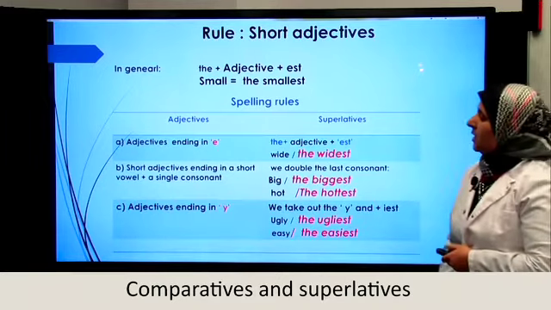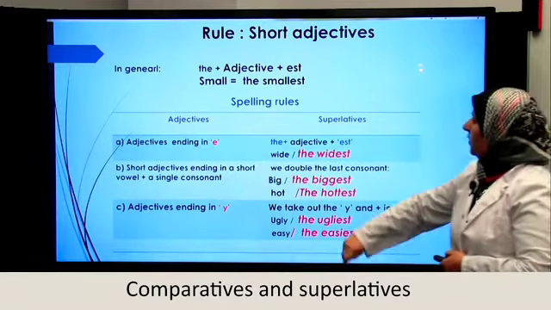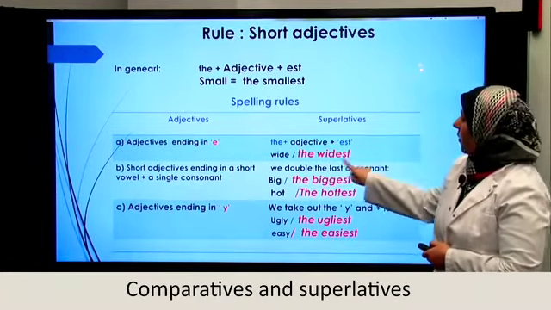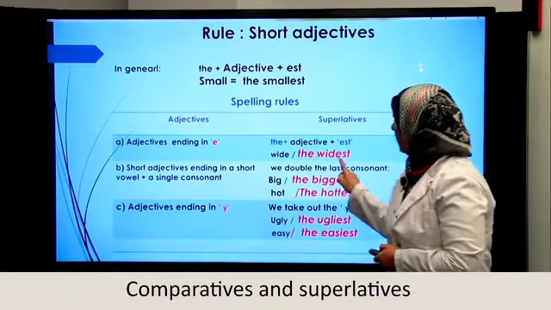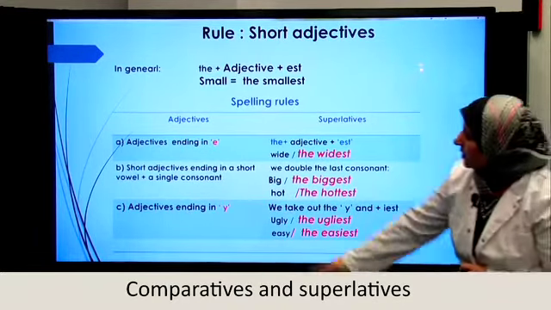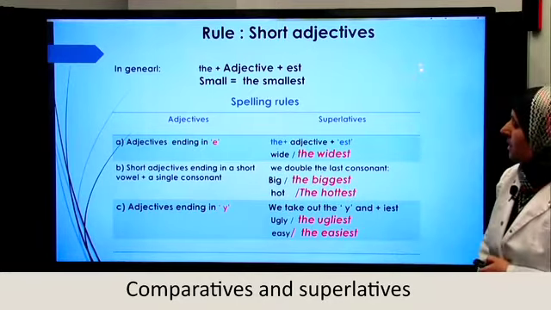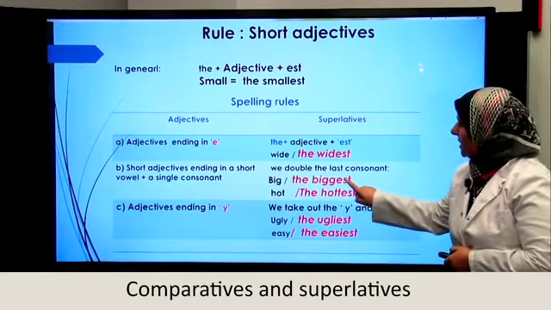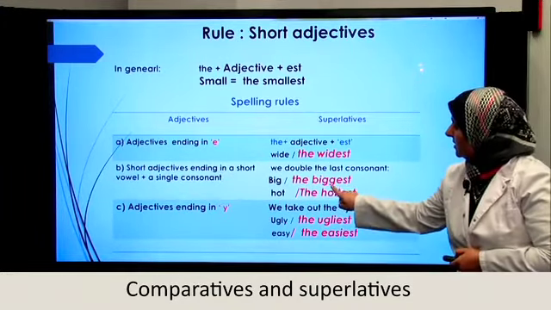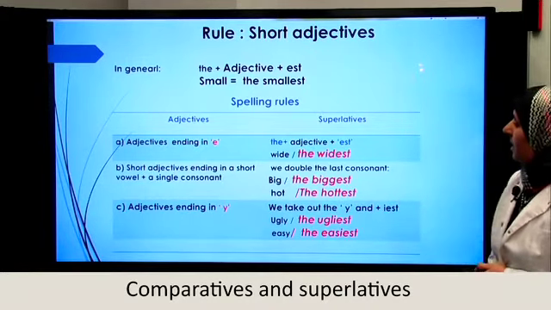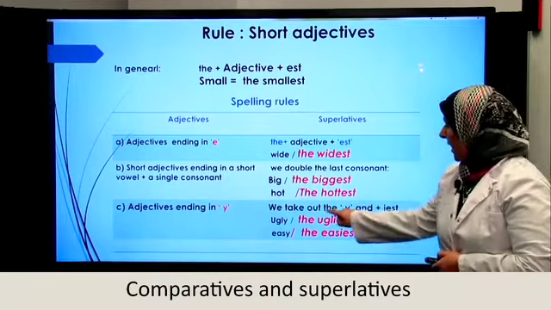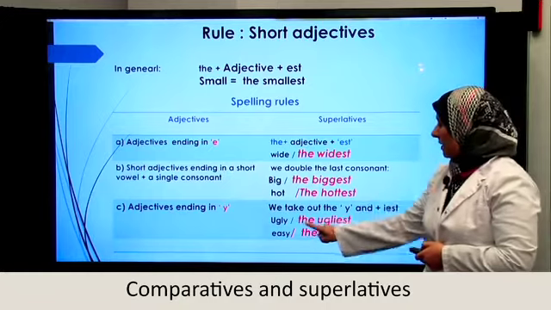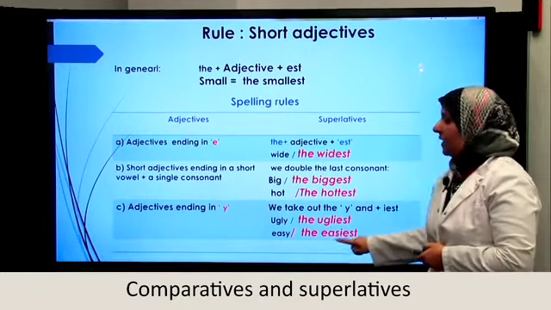Spelling rules: if you have an adjective ending in E, we have the plus adjective plus st. Example, wide, the widest. So already we have the E, we add only st. Short adjectives ending in a short vowel plus a single consonant, we double the last consonant, like big, the biggest, hot, the hottest. So the last consonant here is G and here is T. Adjectives ending in Y, we take out the Y and we add iest. Example, ugly, the ugliest, easy, the easiest.